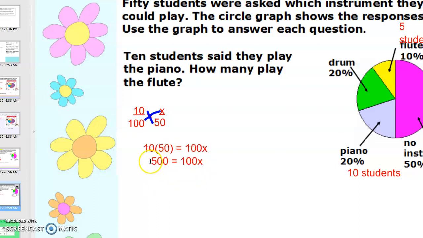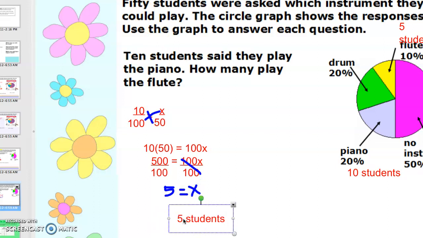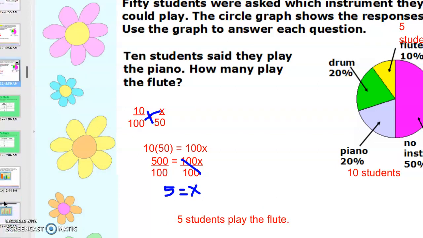And then if we divide both sides by 100, sorry, it's just taking a little bit of time to do this. Divide both sides by 100. This is going to cross cancel, and we're left with 5, right? 500 divided by 100 is 5. So 5 students play the flute. All right, so that's interpreting pie charts.